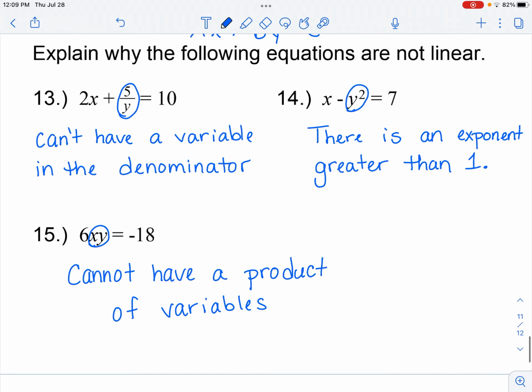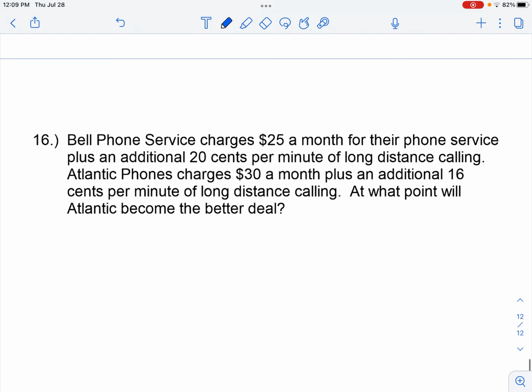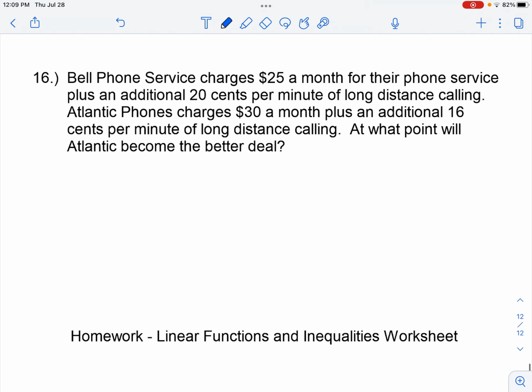All right, now let's talk about a word problem. Everyone's favorite fun. I know word problems aren't most people's favorites, but let's take a look at this one, all right? Bell Phone Service charges $25 a month for their phone service, plus an additional 20 cents per minute of long-distance calling. Atlantic Phones charges $30 a month, plus an additional 16 cents per minute of long-distance calling. At what point will Atlantic become the better deal?